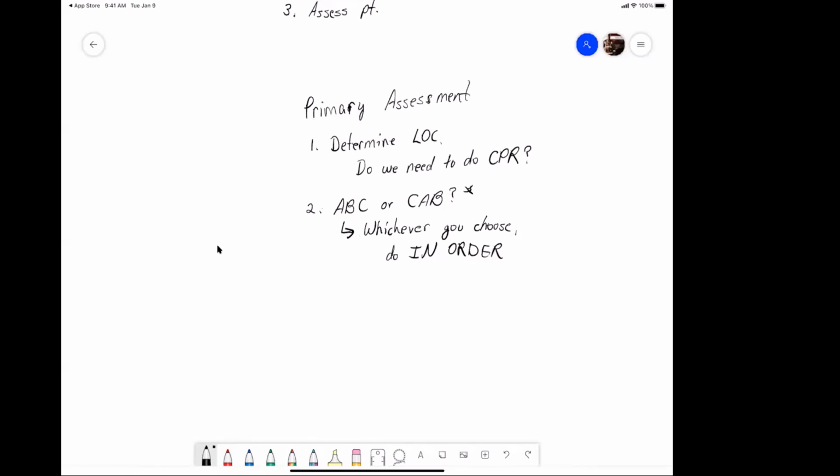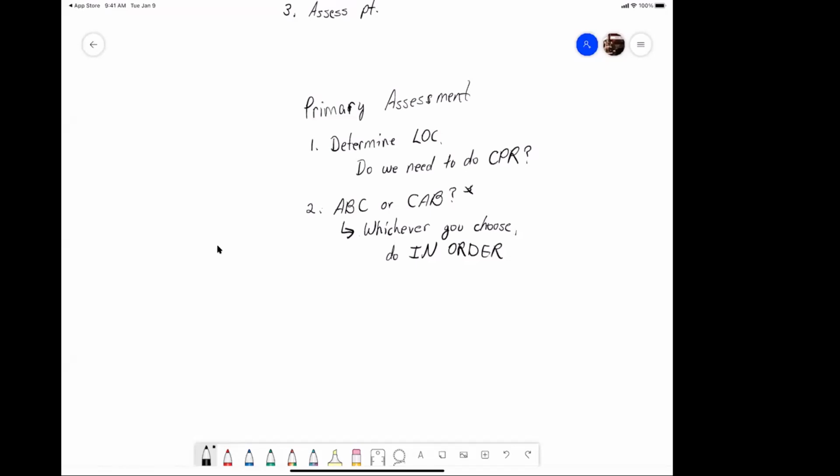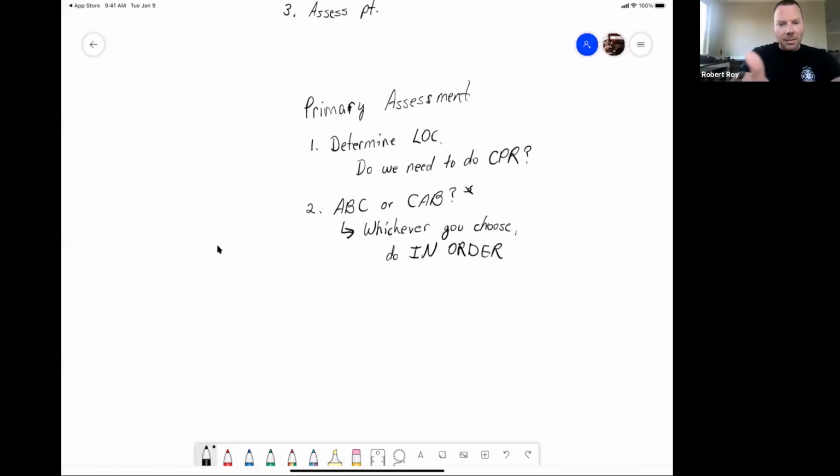Through your primary assessment? Well, all of this is your primary. So whether you're going to do ABC, that's but your very first step. And in this particular part of your checklist, we have to go in order. So the first step of your primary is determining their level of consciousness. Remember, that's a quick one. That's your AVPU. Are they alert, verbal, painful, or unresponsive?